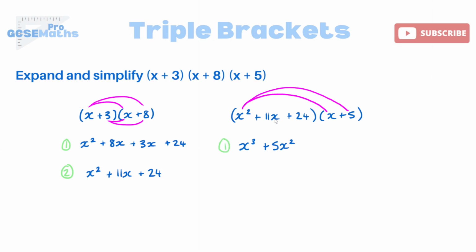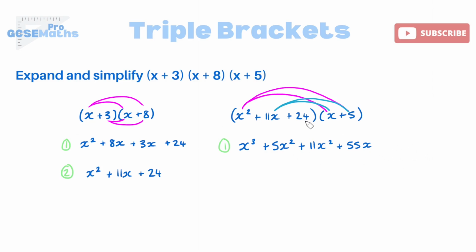Obviously now I need to move on to the next term in my bracket, which is the 11x, so you can use different colours if you find that helpful. So 11x times by the first term in the second bracket, which is x. 11x times x is 11x squared. And then again 11x by the other term in the bracket, which is the 5. So plus 55x. So that's 4 so far. I'm still missing, obviously, another 2 terms.